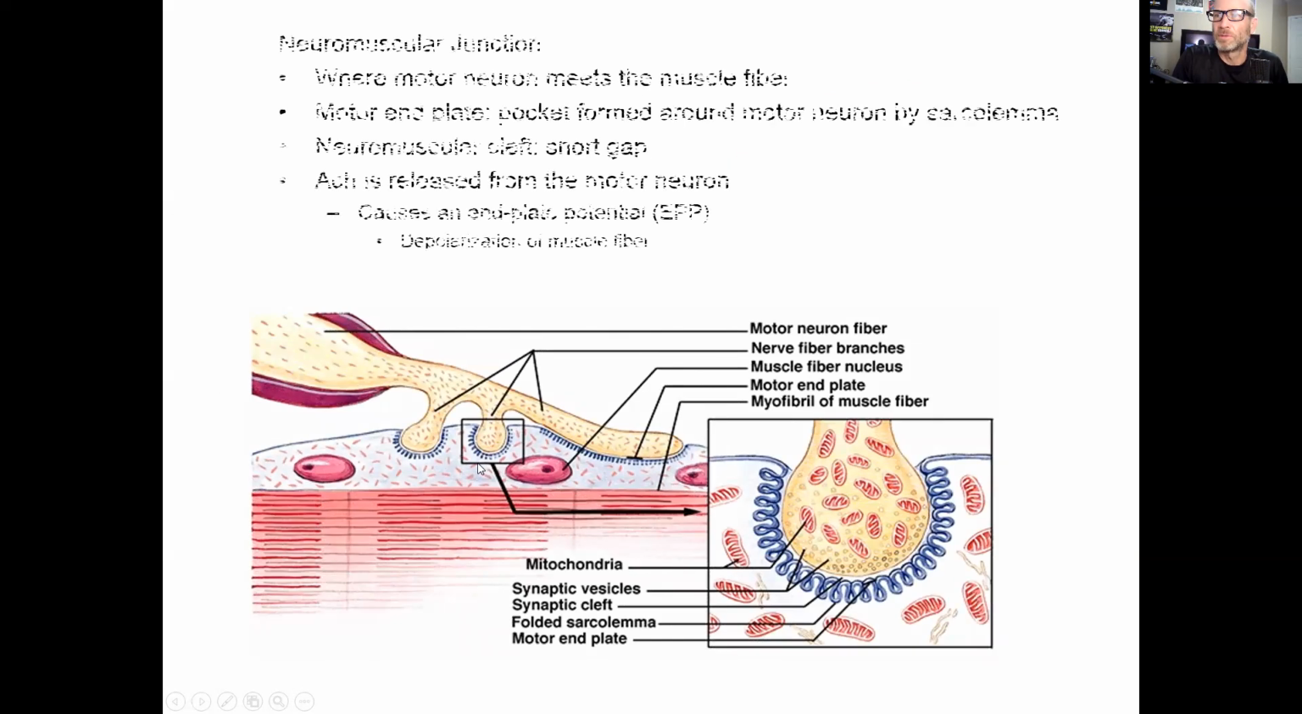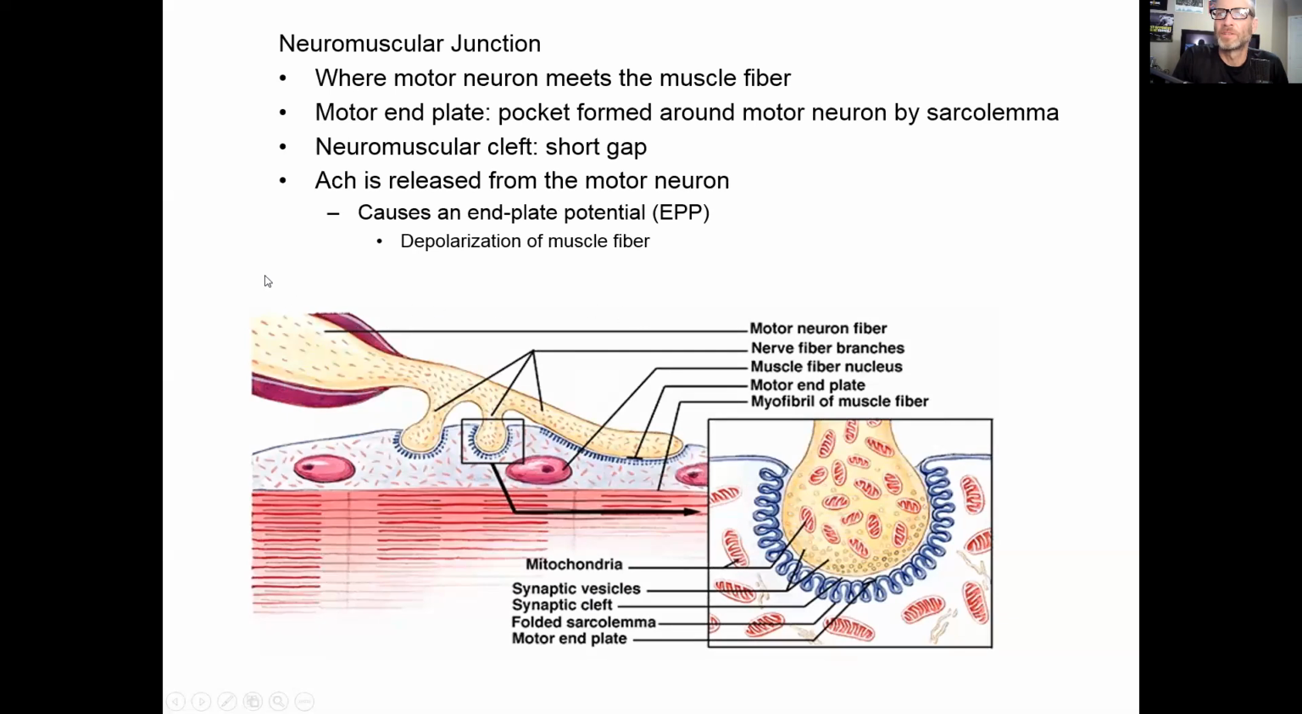All right, this is just a neuromuscular junction. This is where the motor nerve or motor neuron meets the muscle fiber or the muscle cell wall. It's a motor end plate. It's a pocket formed around the motor neuron by the sarcolemma, and the neuromuscular cleft is a short gap between. So this gap is between the motor neuron and this whole cell wall, the sarcolemma, this blue part here.